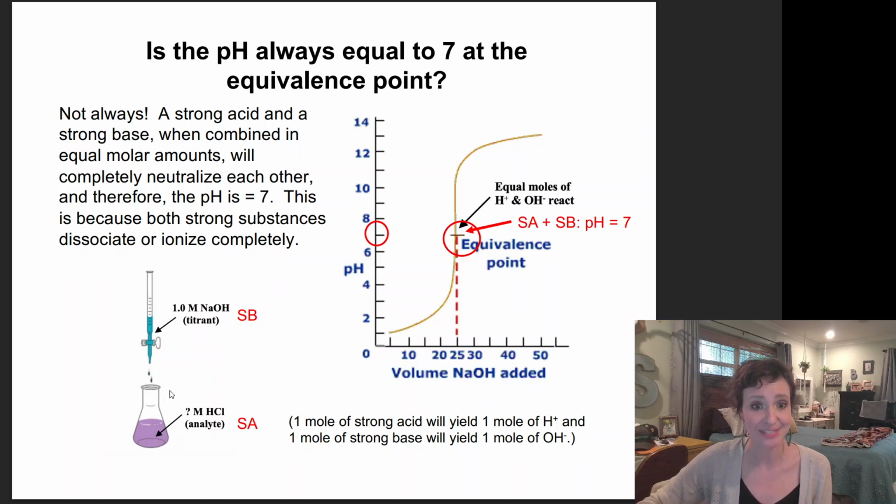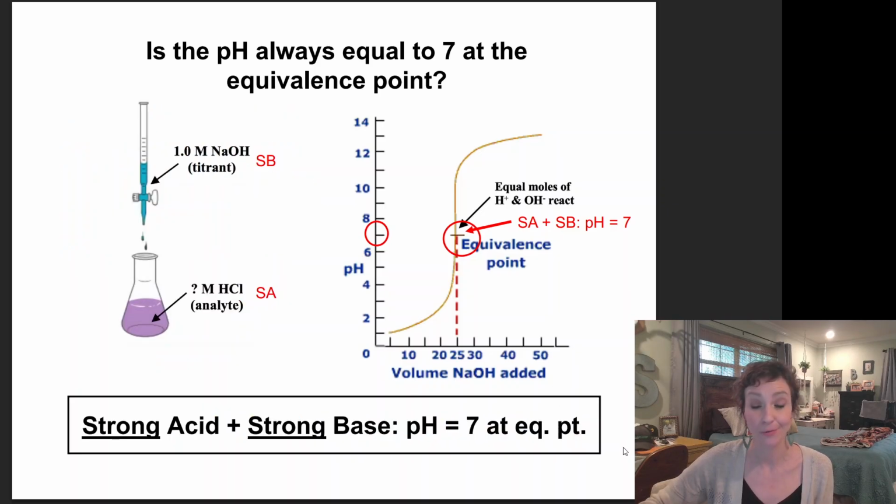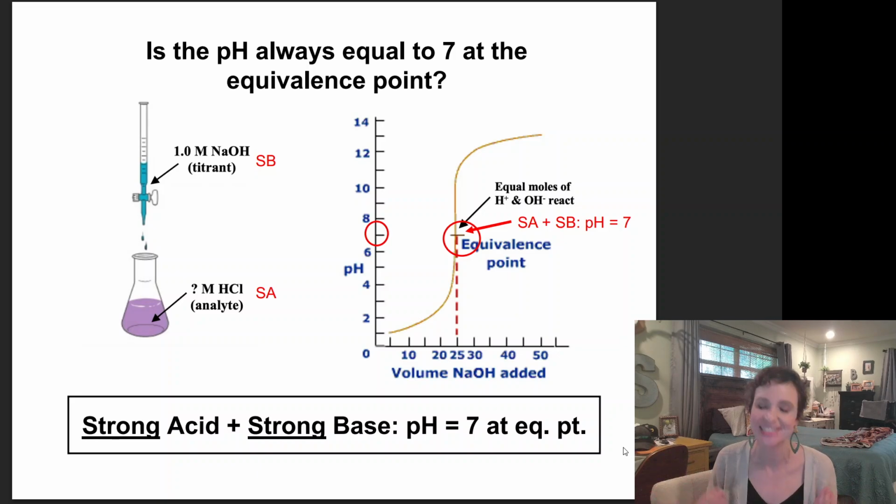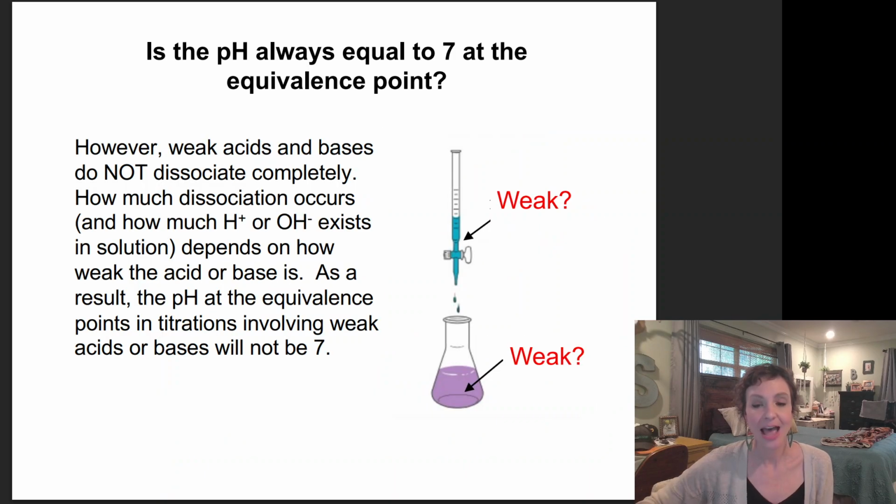Yeah, hydrochloric acid is a strong acid. So we know that the pH at the equivalence point will be equal to 7, okay? So the rule here is a strong acid and a strong base, both strong people come to the fist fight, they're going to have a tie, so the pH will be neutral, or 7, at the equivalence point. Amazing. However, we can have weak acids and weak bases too, and they do not dissociate completely.